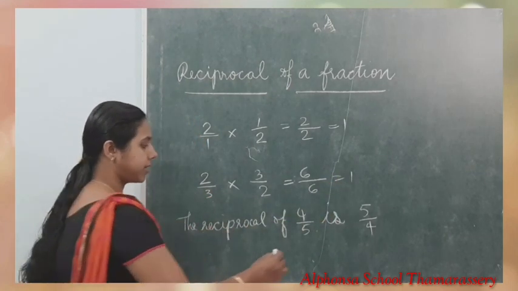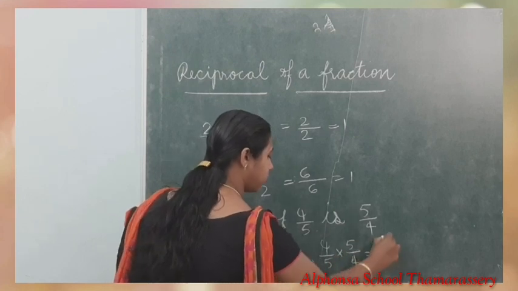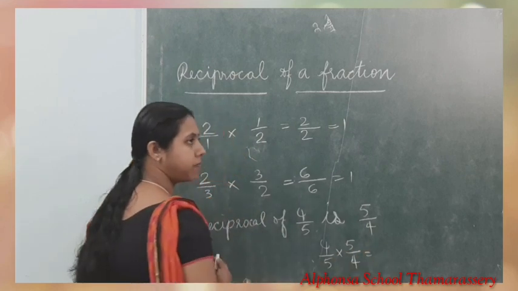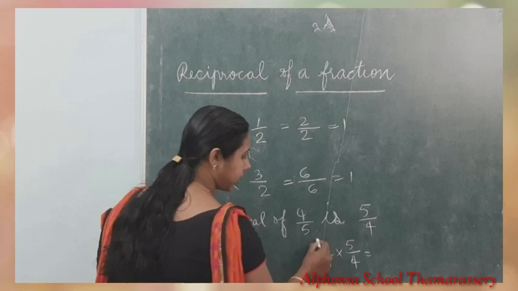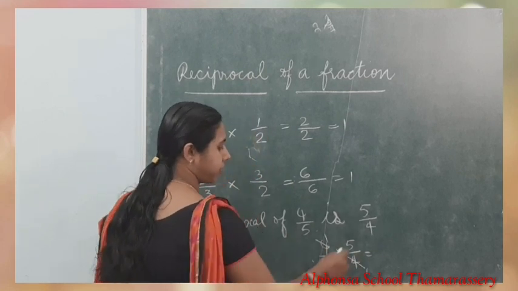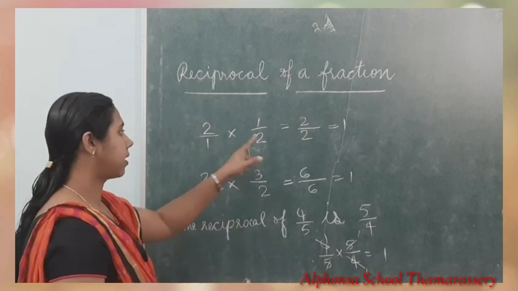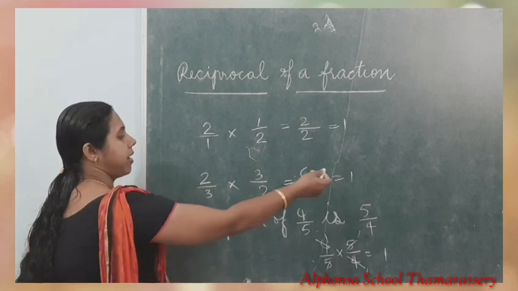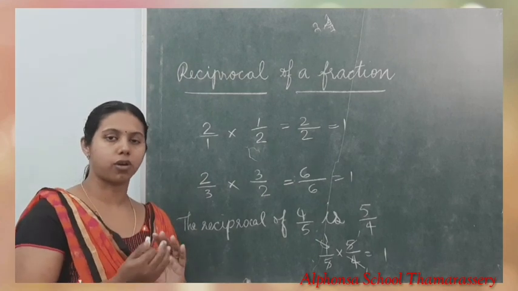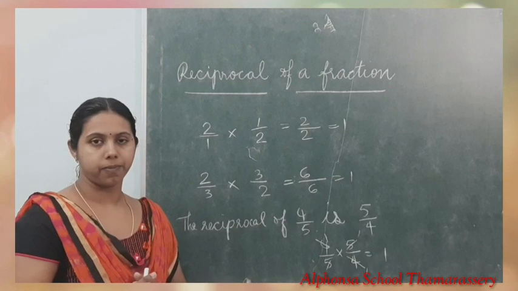And same way you can see the product of 4 by 5 into 5 by 4, which is equal to 4 5s are 20 by 5 4s are 20, 20 by 20. Or you can use the cutting method. The common factors will be cancelled. 1 4s are 4. And here also 1. What is the answer? 1. You can use the cutting method, then directly you can write the answer. So in all these examples, you can see that the product of the number and its reciprocal is always 1.